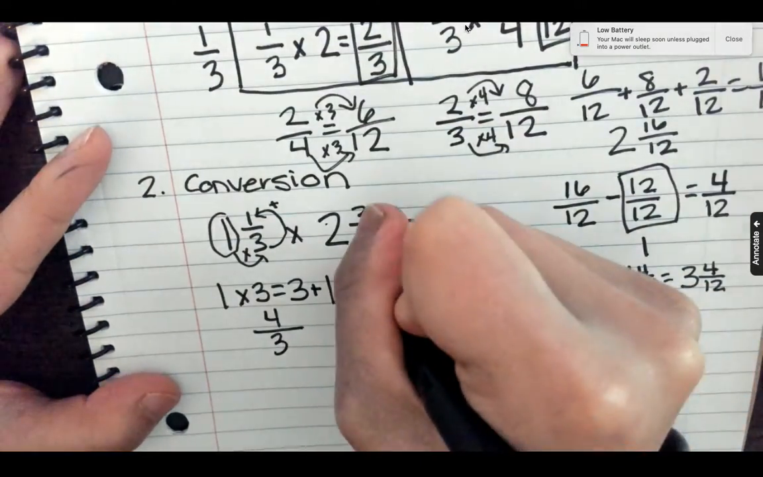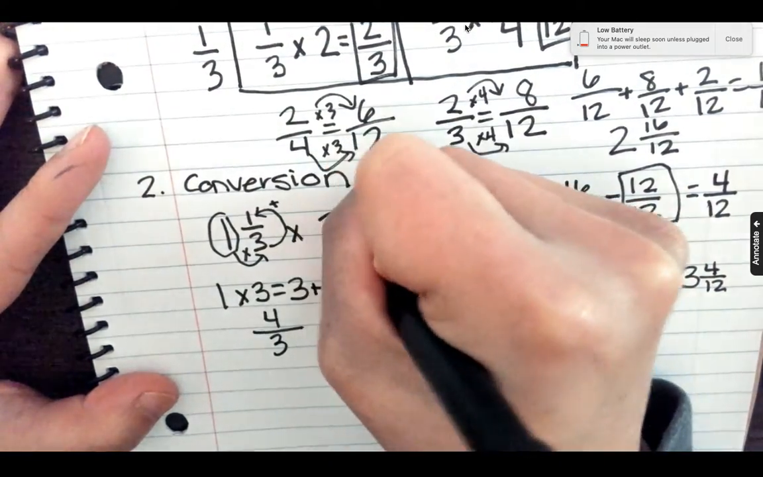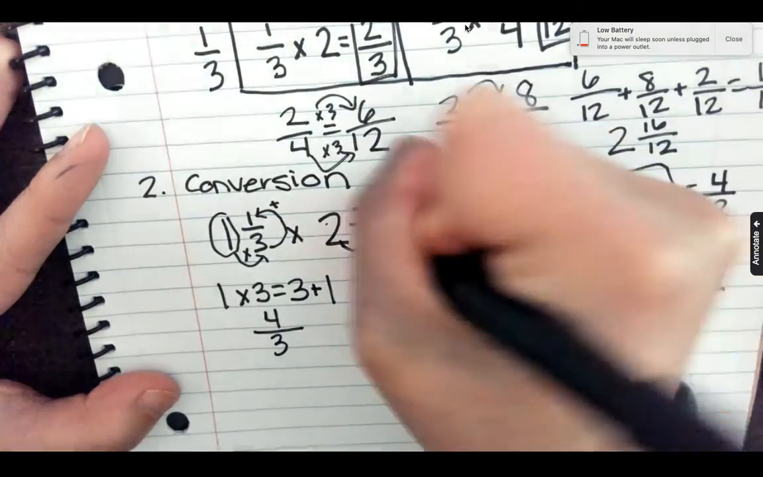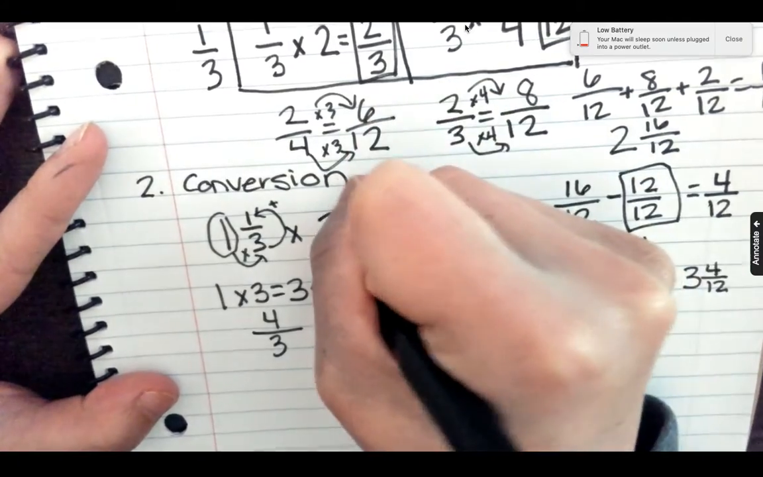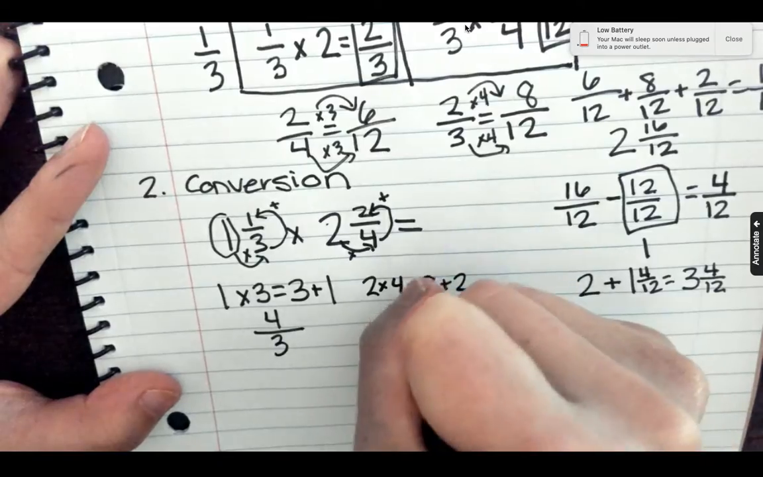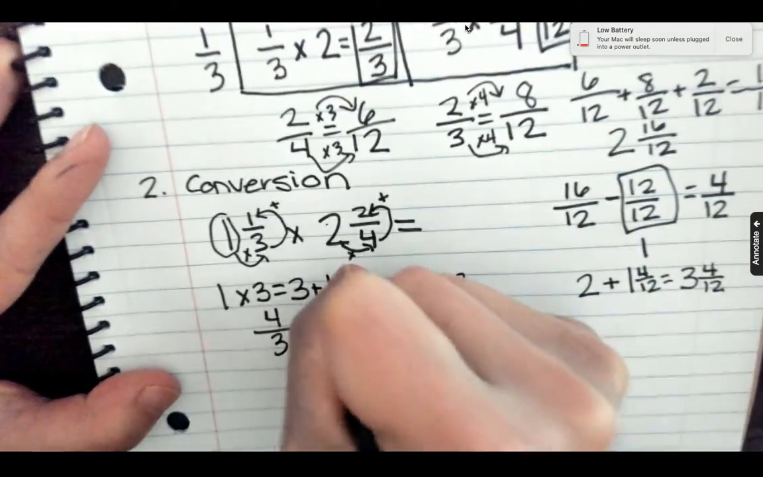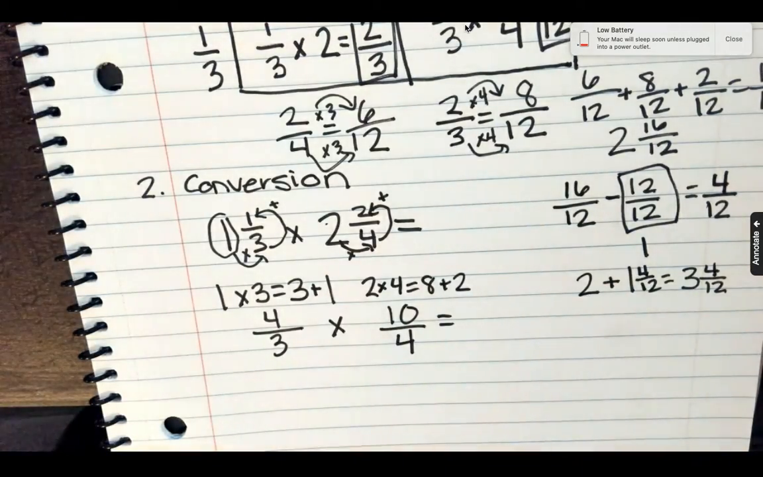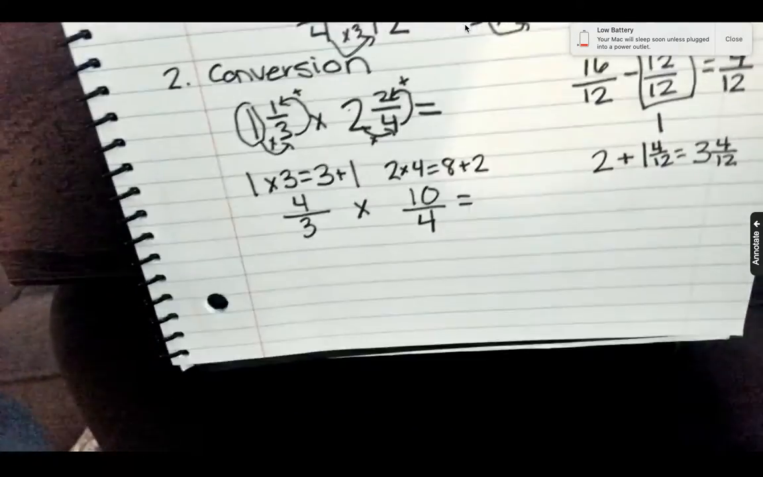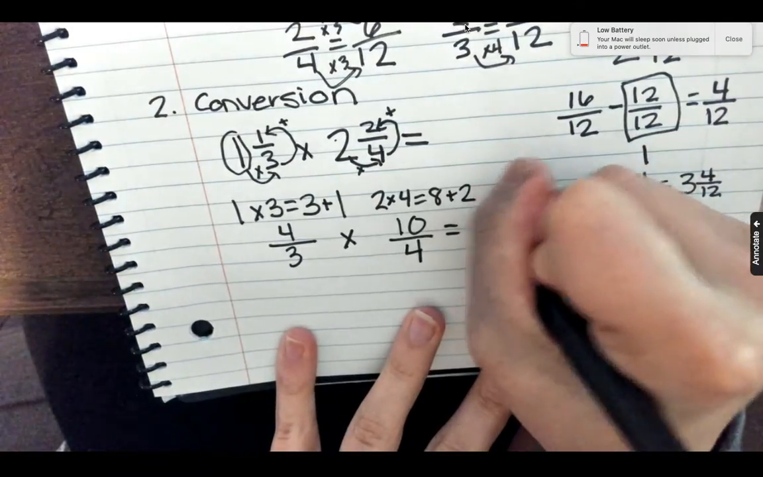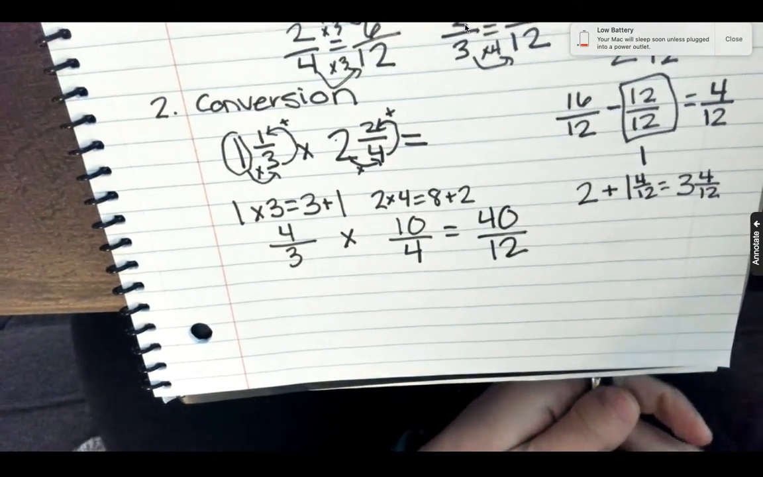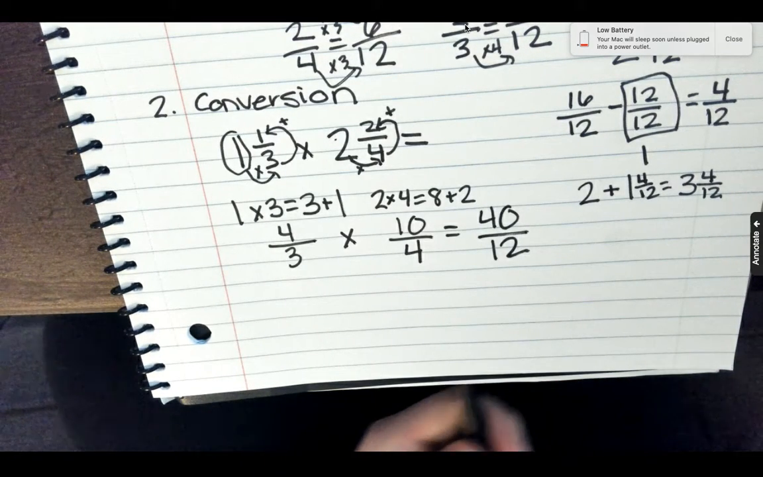Over here, I'm going to take 2 and multiply it by 4. 2 times 4 equals 8. And then I add 2. So over here I have 10/4. So now I multiply across. 4/3 times 10/4 equals 40/12. Now that's a lot of 12s.